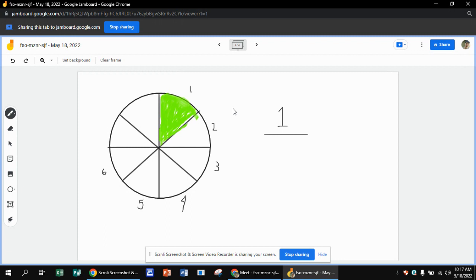Siguro kanina kasi 6 yung ginamit natin, another number na ito. So we have 1 over 8. How can we read this one? 1/8, or we read it as 1 over 8.